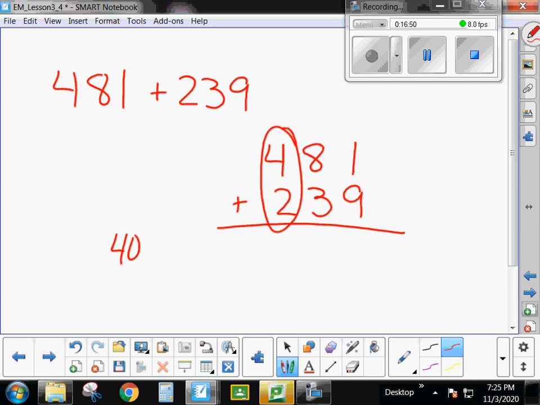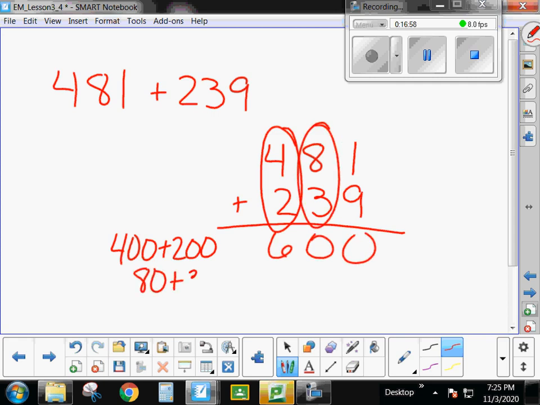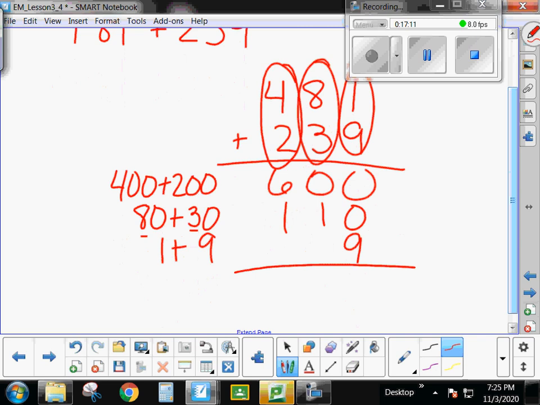So we're going to do the 400 plus the 200, which equals 600. We're going to do the 80 plus the 30, which 8 plus 3 is 11 with a 0 on the end. And then my 1 plus 9 is 9. Got to remember to keep all of those lined up with the ones, tens, and hundreds, so then I can add each of my place values, 7, 1, and 9.